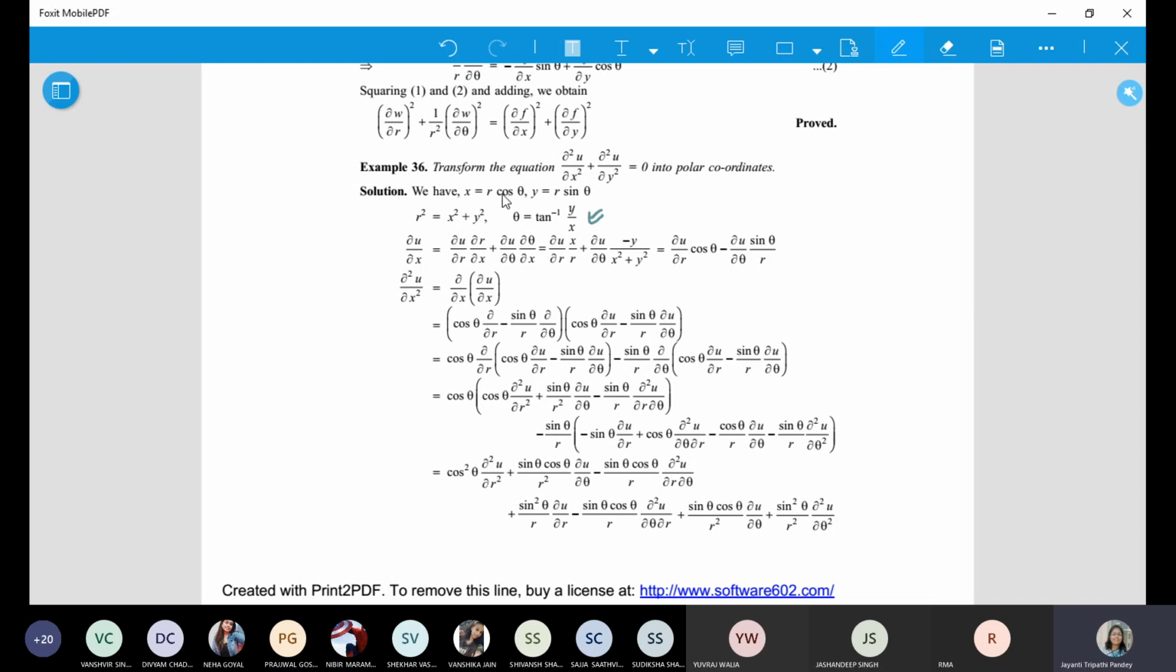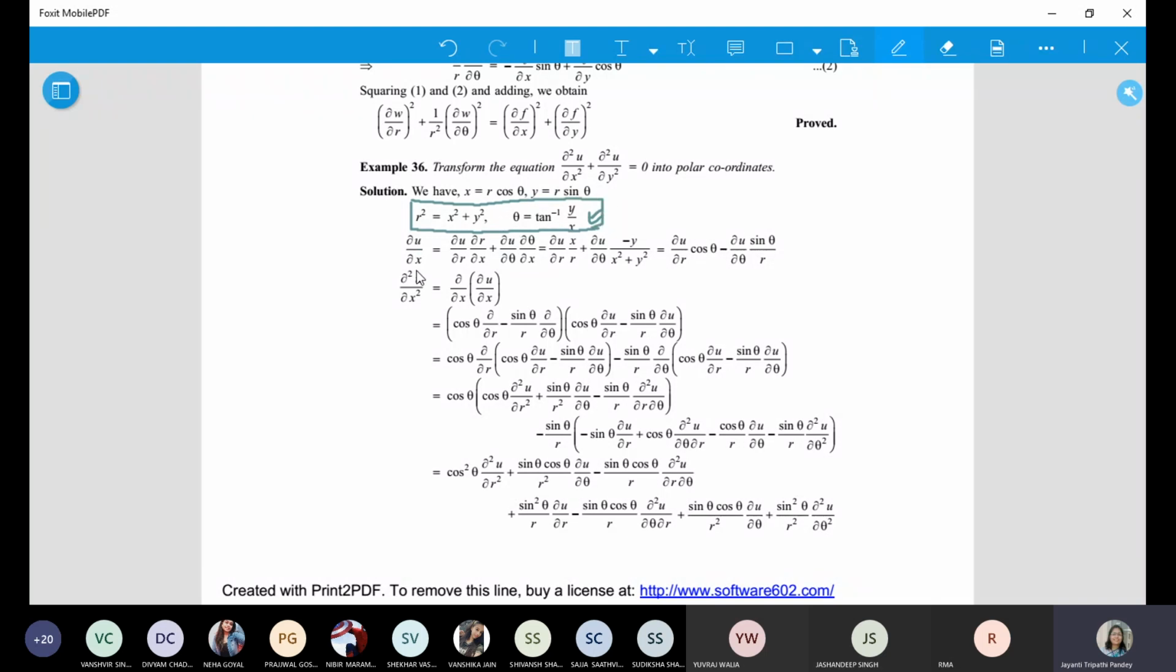Here you have x in terms of r and theta and y in terms of r and theta. But what we want is r in terms of x and y and theta in terms of x and y. So you will square it up and you will get this. This is polar coordinates. You had been handling it earlier also. Is this okay or not? Yes, ma'am. Okay.